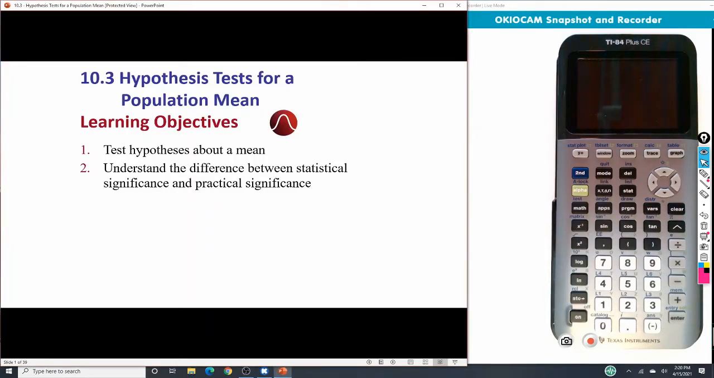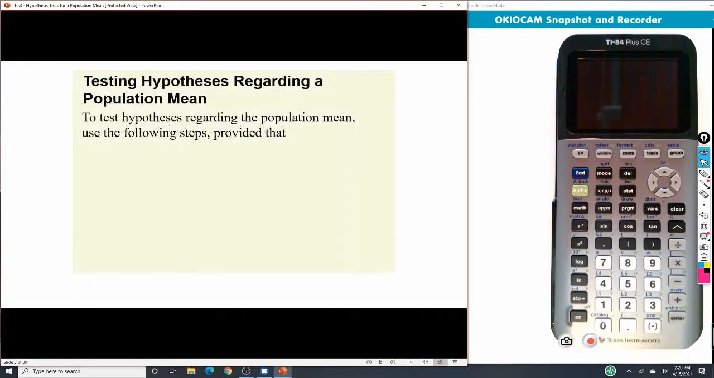10.3, hypothesis test for population mean. Notice that we're going to go through all those parameters here. All right, so hypothesis testing regarding the mean. We do need a few things here.